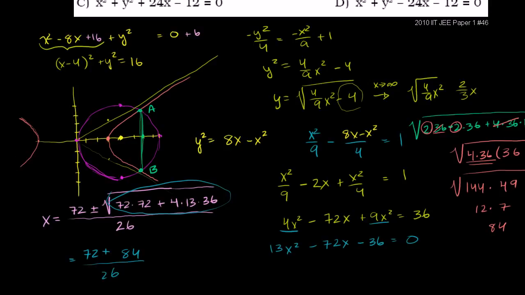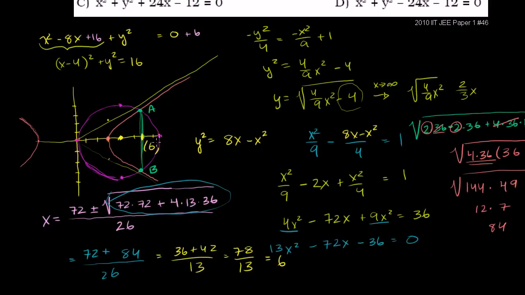So the first thing to do, actually, let me just divide the numerator and the denominator by 2. So this is the same thing as 36 plus 42 over 13. And this is the same thing as 78 over 13. And it looks like 78 is divisible by 13. 78 divided by 13 is 6. This is equal to 6. So the x-coordinate here is 6. It's right there.